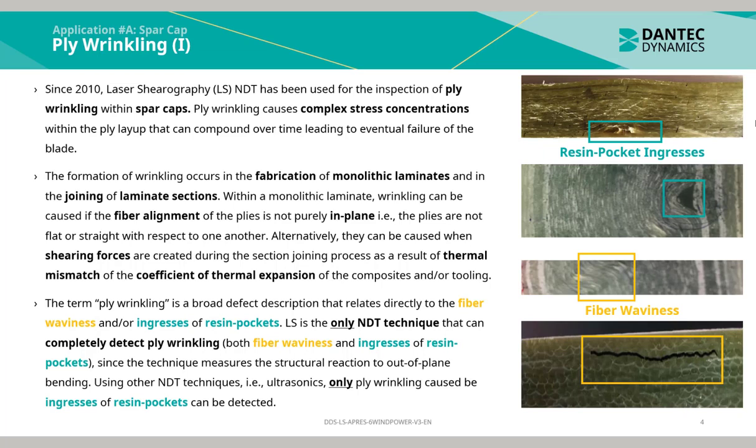The term ply wrinkling is a broad defect description that relates directly to the fiber waviness and/or ingresses of resin pockets. Laser shearography is the only NDT technique that can completely detect ply wrinkling, both fiber waviness and ingresses of resin pockets, since the technique measures the structural reaction to outer plane bending. Using other NDT techniques, for example ultrasonics, only ply wrinkling caused by ingresses of resin pockets can be detected.